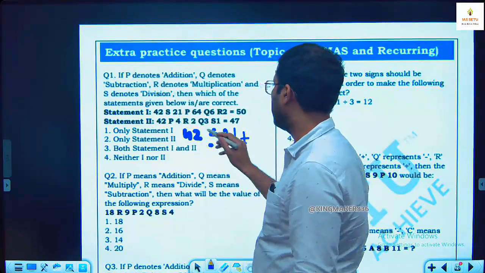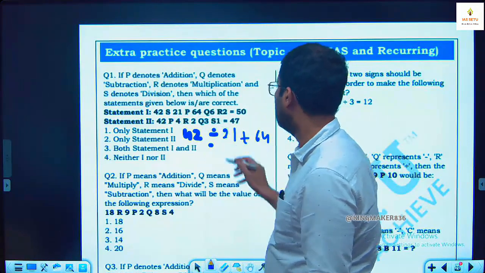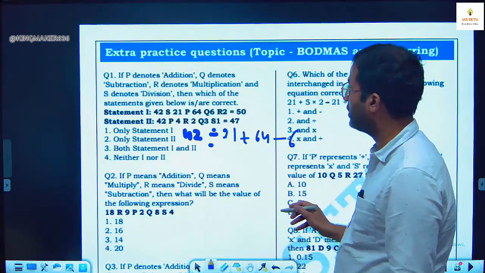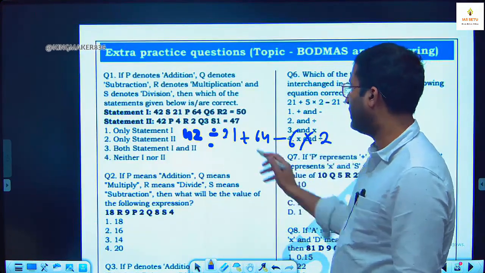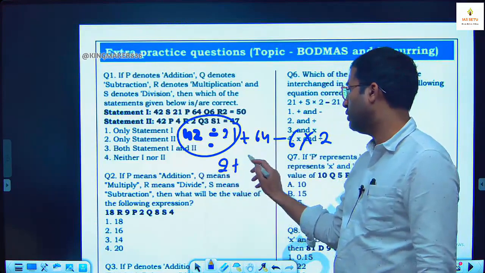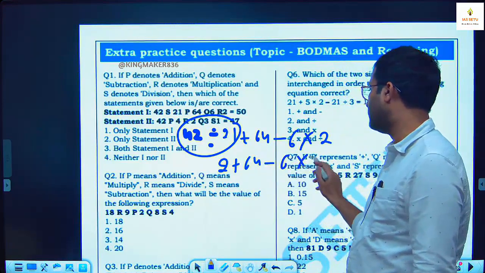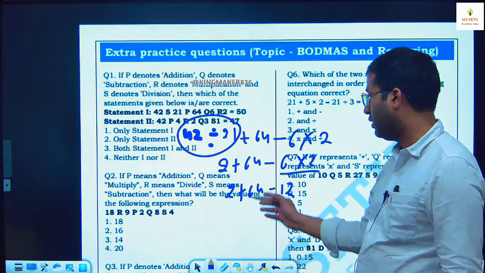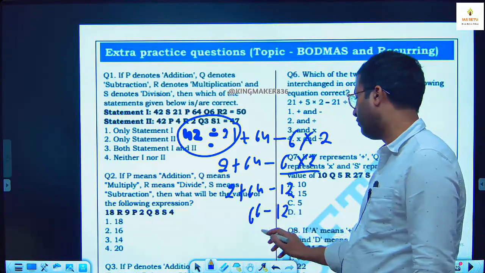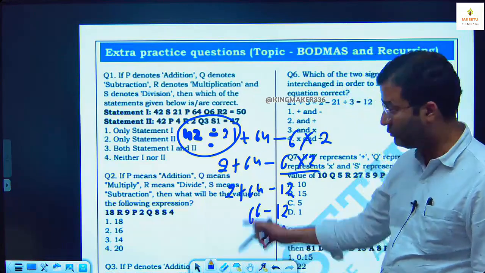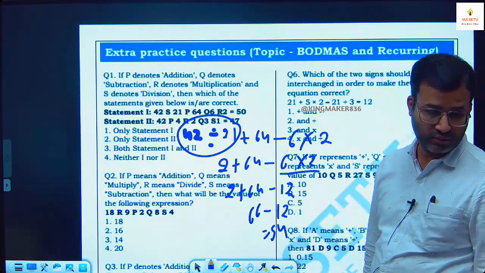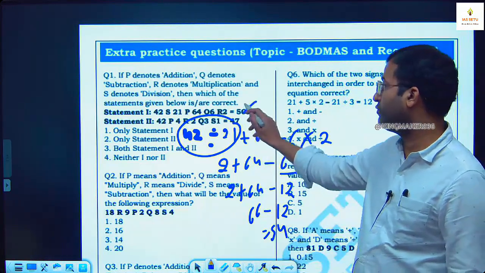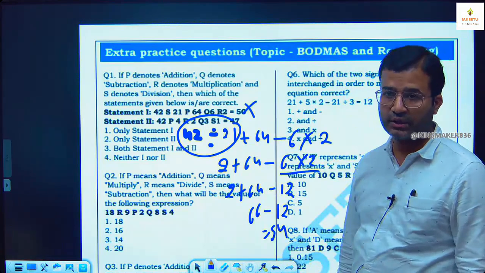एडिशन प्लस 64. q का मतलब क्या है? माइनस 6. r का मतलब क्या है? मल्टीप्लीकेशन 2. पहले डिवीजन करेंगे, 2 प्लस 64 माइनस 6 इंटू 2, फिर मल्टीप्लीकेशन करेंगे 2 प्लस 64 माइनस 12. ये 66 माइनस 12 54 आता है. अब चेक करो क्या गलती की है. 54 आंसर आ रहा है, तो इट इज नॉट 50. सो फर्स्ट स्टेटमेंट इज रॉन्ग, सेकंड स्टेटमेंट इज करेक्ट.